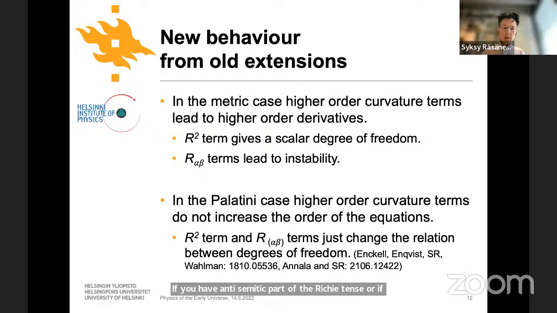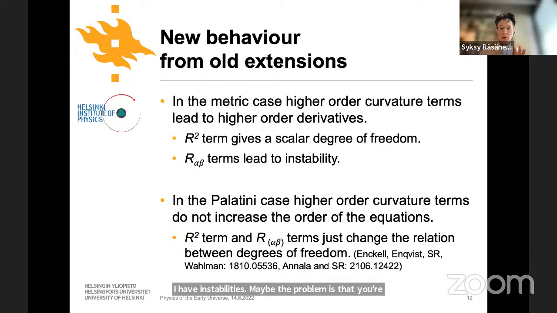If you have the anti-symmetric part of the Ricci tensor, or more complicated terms, you can also have problems, because although you don't change the order of the equations, it may be that you have wrong signs in the kinetic terms, and this has been discussed a lot in the literature. What I just want to highlight here is that what happens to your modifications of gravity depends on which alternative theory of gravity you're dealing with. So you say, oh, I have higher order curvature terms, I have instabilities, maybe the problem is that you're using the metric formulation instead of the Palatini formulation.